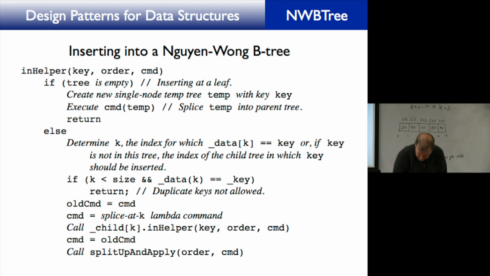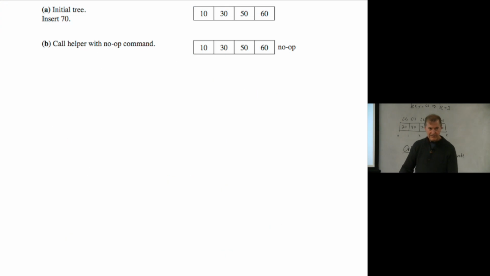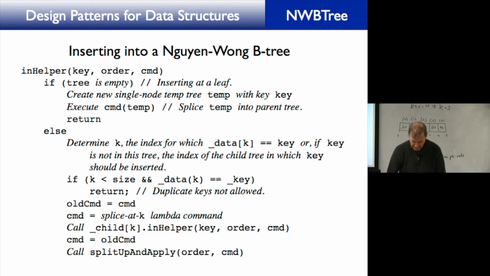Wait, where are we? Determine the K for the index. Are we at determine the K, the index for which data sub K equals key, or if it's not in the tree, the index of the child which should be returned? Is that right? Yeah. Okay, so what's our value of K? It's going to be 4. Are you with me? Because it needs to be inserted down there at 4. Right? Okay. And then the old command gets command, and command gets what? Splice at 4, because K is 4. So that function gets splice at 4. That's the splice at 4 function. Right?